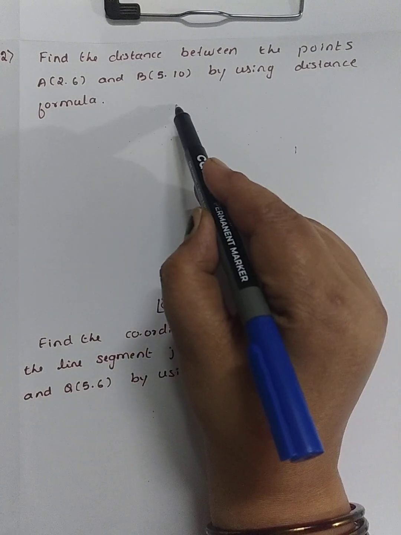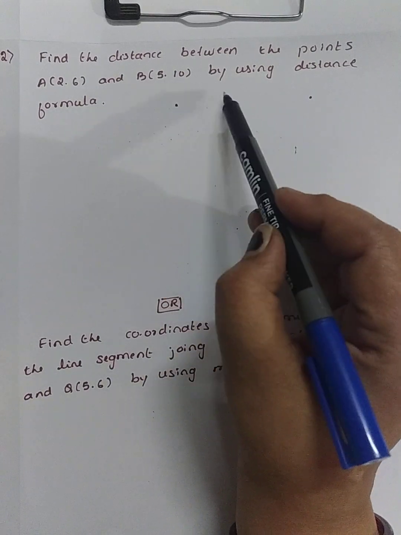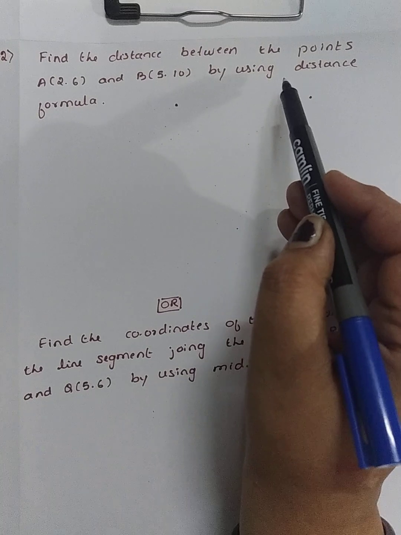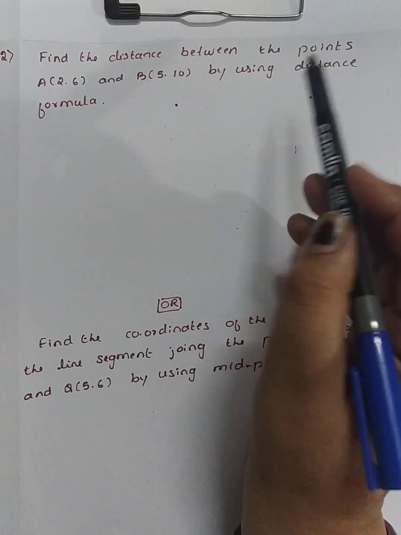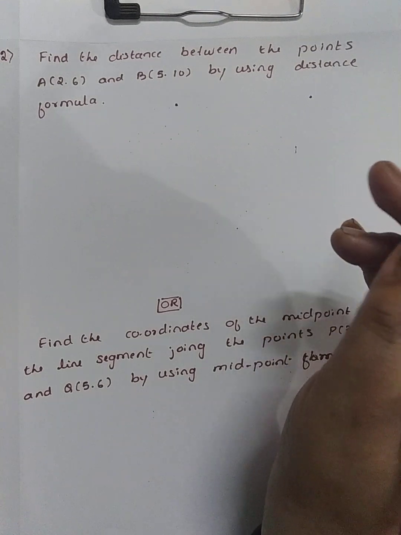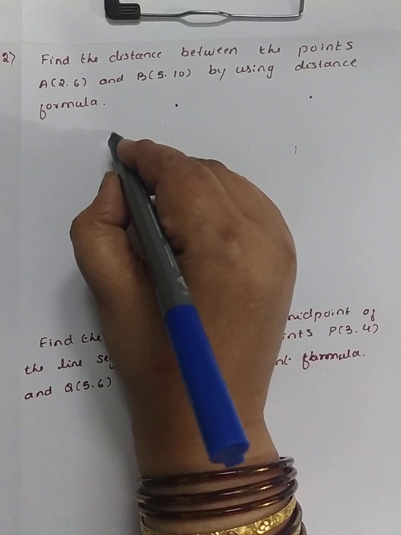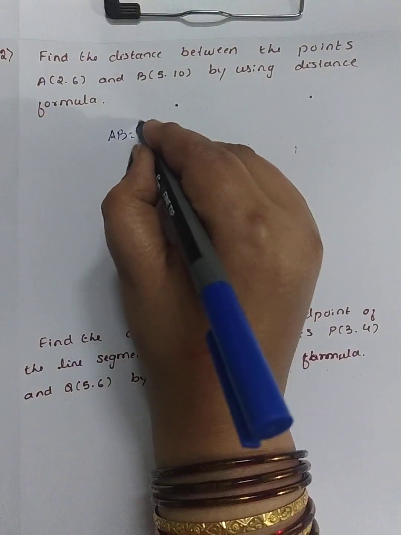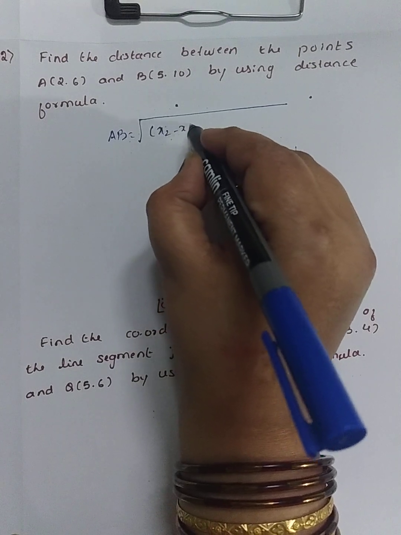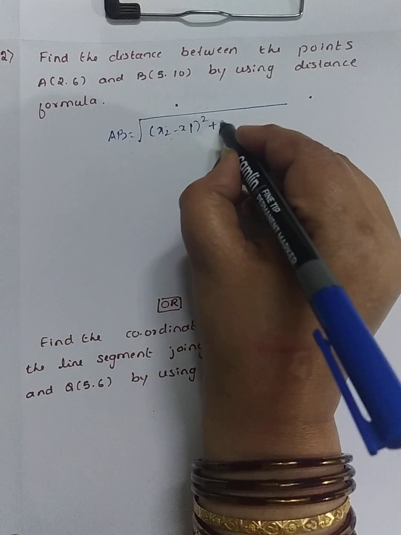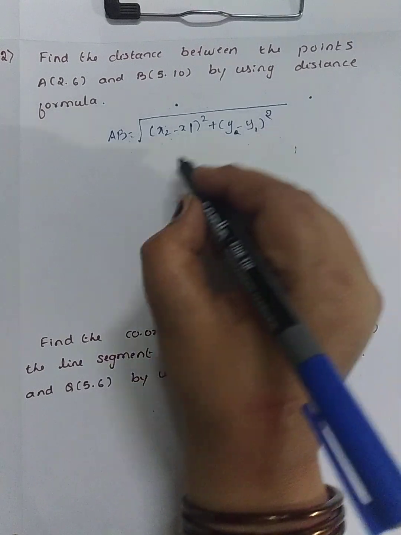Two coordinates are given, A and B. You have to find the distance between AB by using the distance formula. The formula for the distance is square root of (x2 minus x1) whole square plus (y2 minus y1) whole square. That is, AB equal to, we have to write the formula, that is square root of (x2 minus x1) whole square plus (y2 minus y1) whole square.